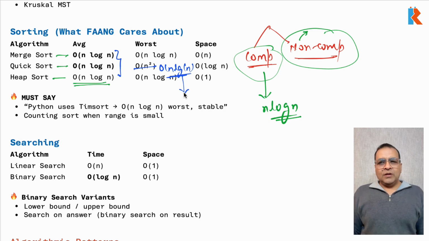So even though the worst case time complexity of quicksort is n square, during the interviews we will always say that quicksort takes n log n time in the worst case.